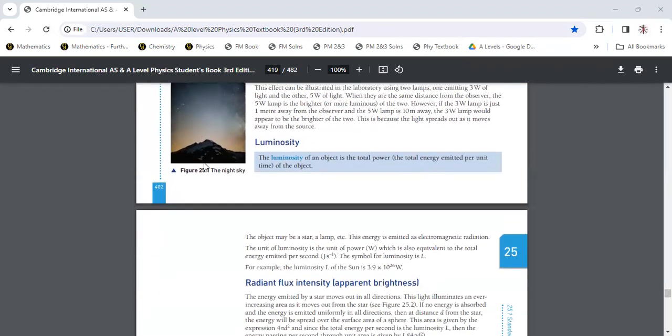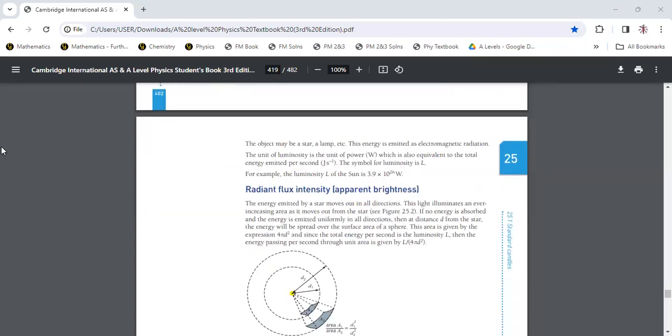What is luminosity? Luminosity is the total power an object has, which is the total energy emitted per unit time. For luminosity, our units will be in watts. So let's take note of this value here, as we will need to use it later. The luminosity of the sun is 3.9 times 10 to the power of 26.